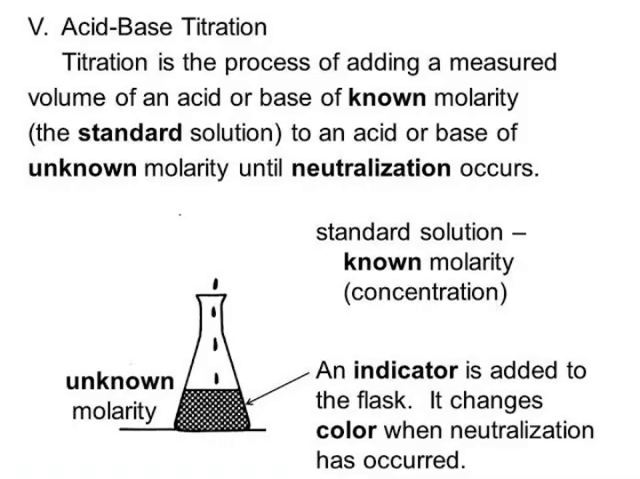Acid-base titration. Titration is the process of adding a measured volume of an acid or base of known molarity, also known as the standard solution, to an acid or base of unknown molarity until neutralization occurs. So an indicator is added to the flask. It changes color when neutralization has occurred.